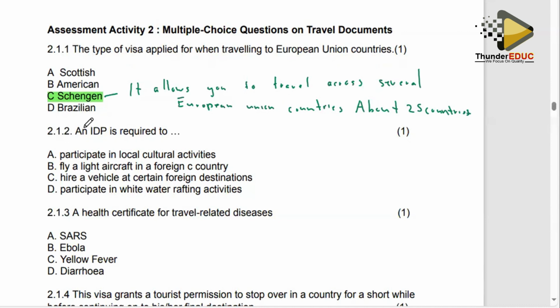Then moving on to the next question, which is 2.1.2, an IDP. The full format is International Driver's Permit. It is required in order for you to hire a vehicle at certain foreign destinations. So the correct answer here would be C. IDP. It allows you to hire a vehicle at certain foreign destinations.